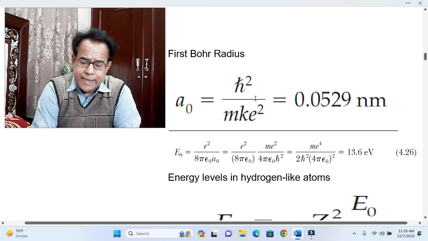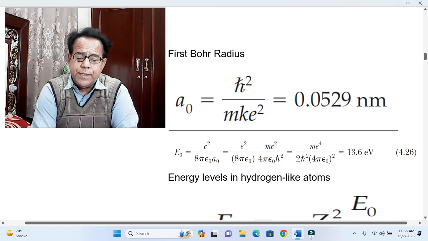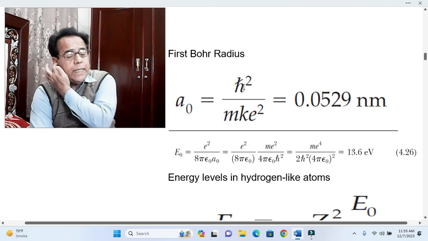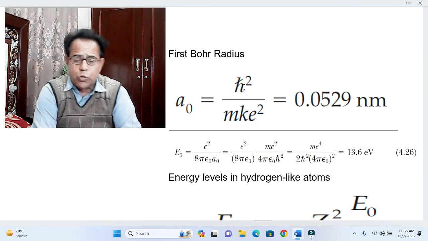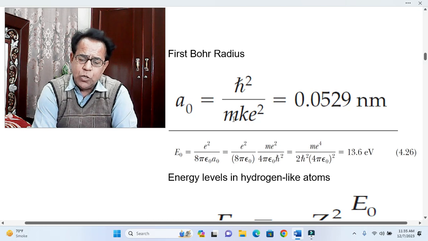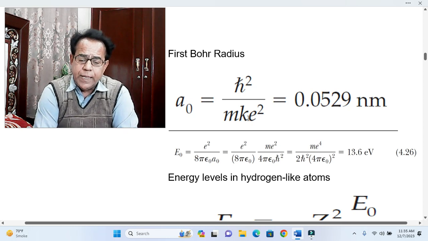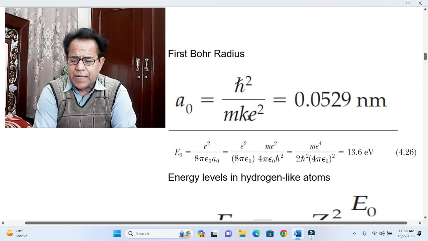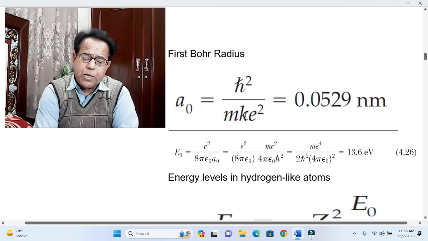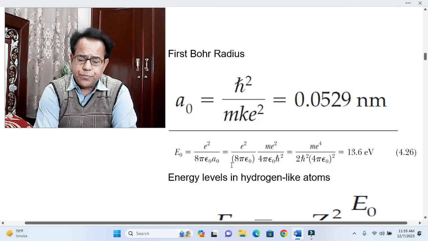Dear students, this is not Planck's constant h. This is h cut or h reduced or h bar. This h cut means Planck's constant h divided by 2 pi. Here m is the mass of electron, k is electric constant, which is 1 over 4 pi epsilon naught. This k is not kinetic energy. This k is 1 over 4 pi epsilon naught, and this is elementary charge, electronic charge e square.